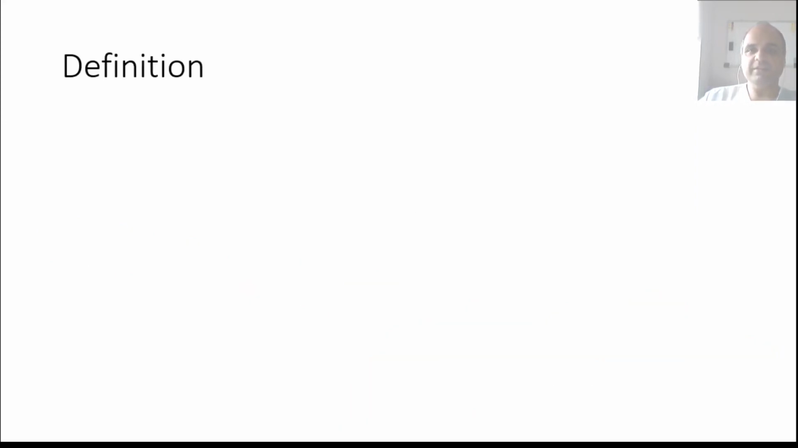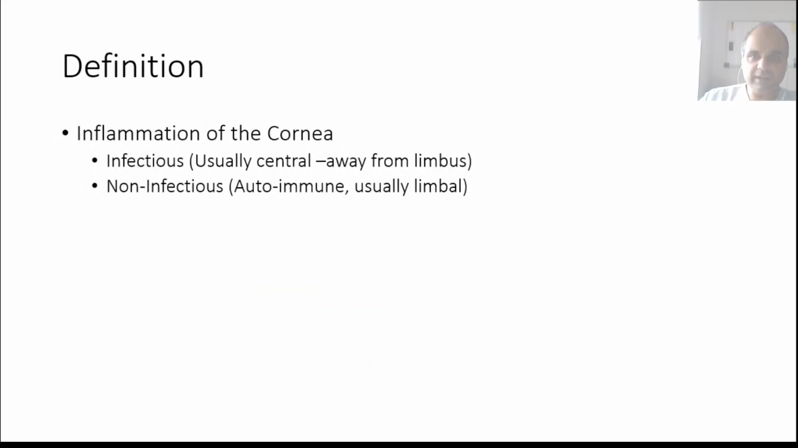So what is keratitis? Keratitis is basically inflammation of the cornea. It could be of an infectious variety. It could be of a non-infectious variety. Infectious is usually central, away from the limbus, but that is not always the case. And the non-infectious variety is usually limbal, but again, that's not always the case, and they're usually associated with some form of autoimmunity. We have seen or talked about one type of non-infectious corneal ulcer, the shield ulcer, in reference to vernal keratoconjunctivitis as an example of non-infectious corneal inflammation.